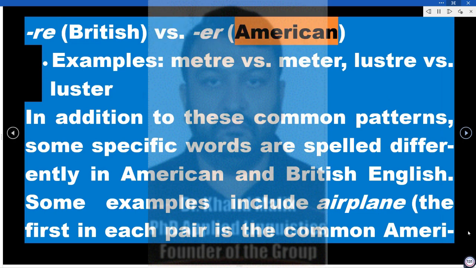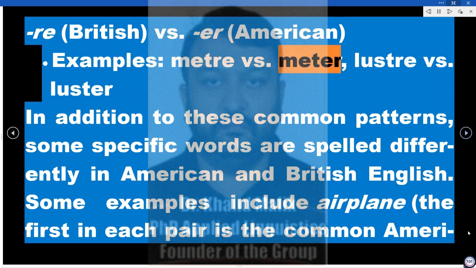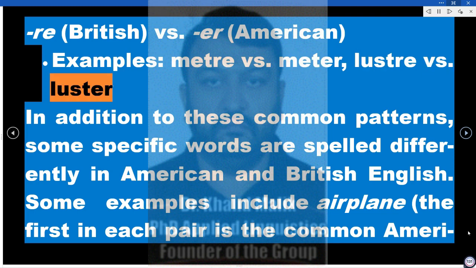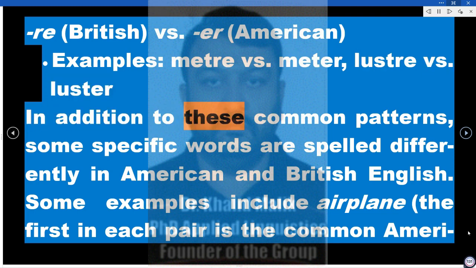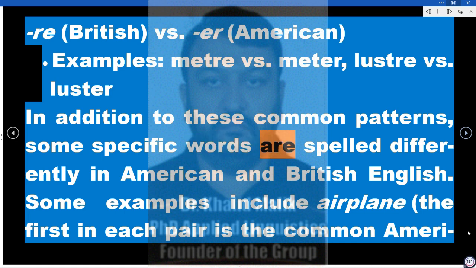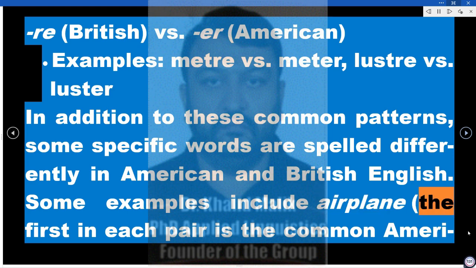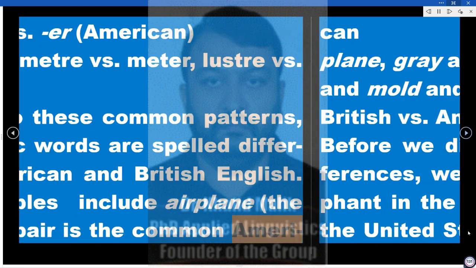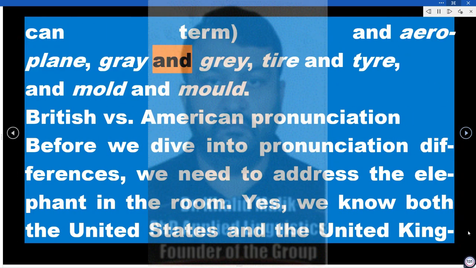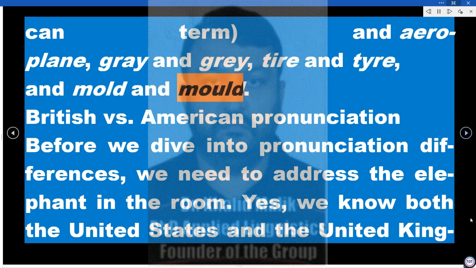Re, British, versus er, American. Examples: metre versus meter, lustre versus luster. In addition to these common patterns, some specific words are spelled differently in American and British English. Some examples include airplane, the first in each pair being the common American term, and aeroplane, gray and grey, tire and tyre, and mold and mould.